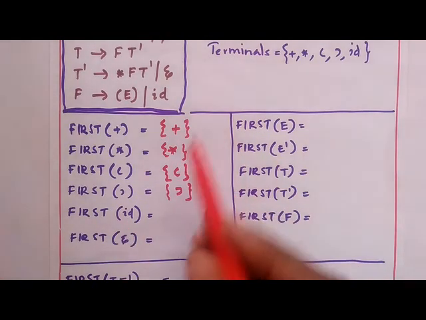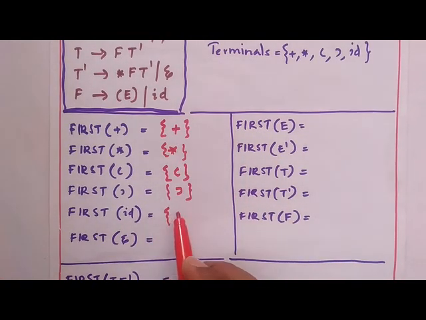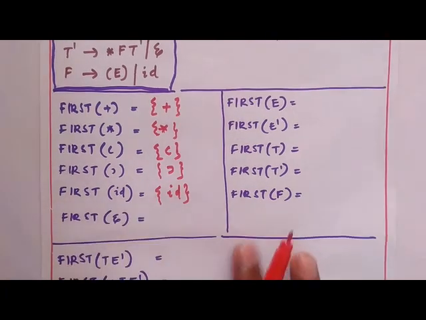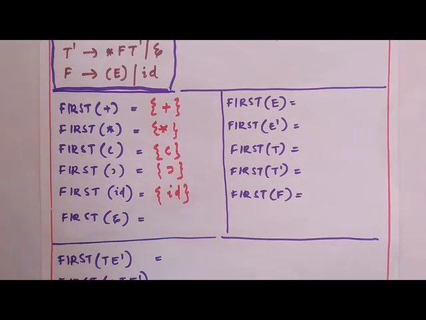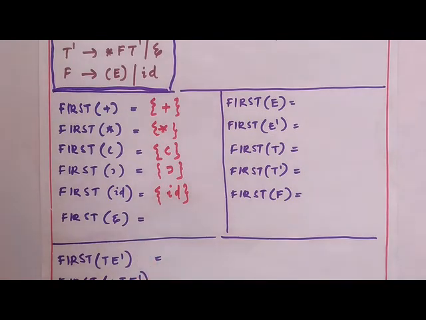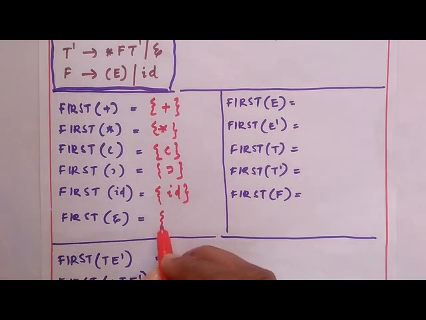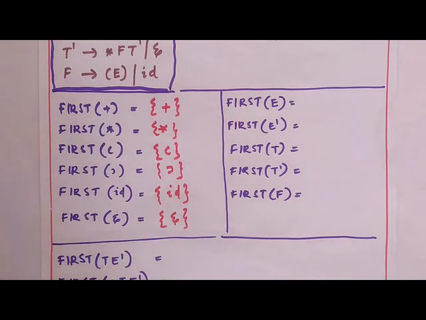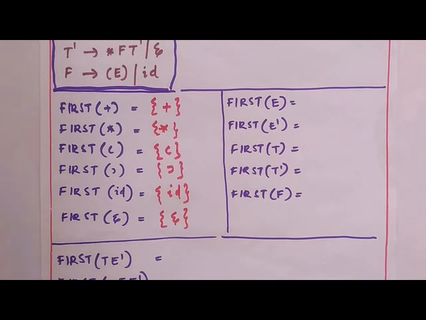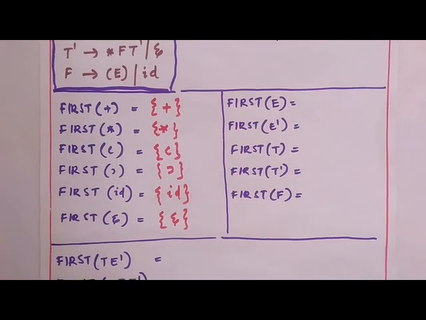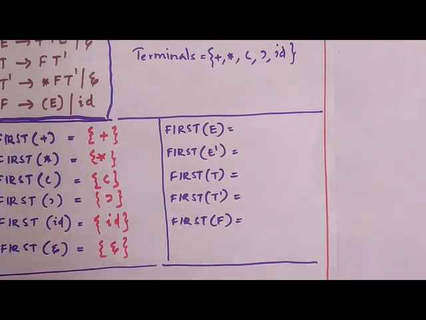First of id, where id is a terminal symbol, so first of id contains only one symbol in the set. And first of epsilon, epsilon is a string, so as per our rules, the fourth step in the algorithm is telling, first of epsilon is epsilon alone, the set contains epsilon. Yes, that is about terminal symbols.